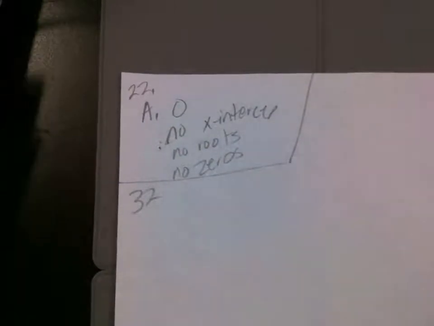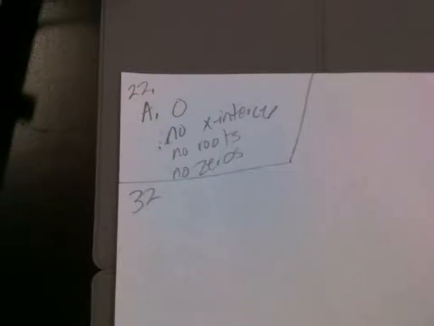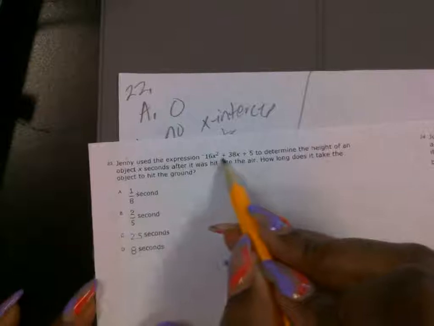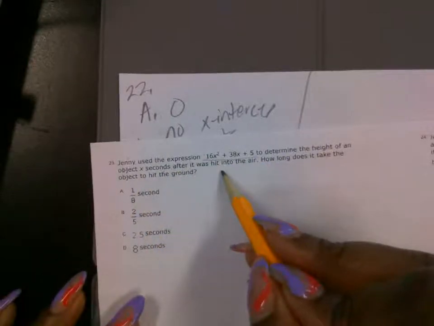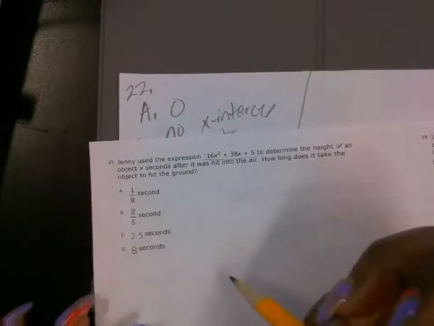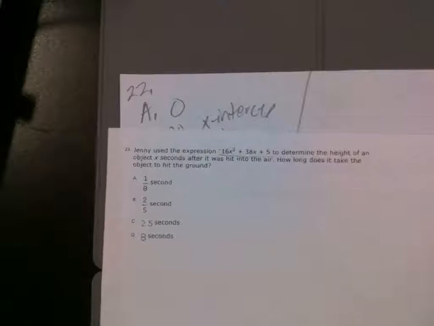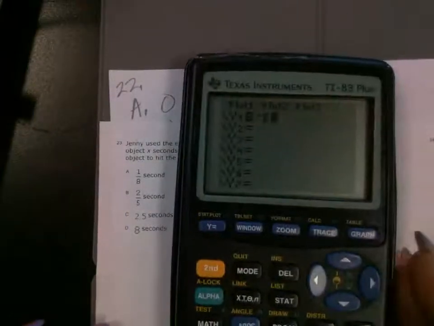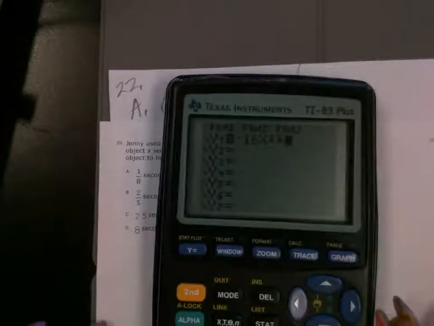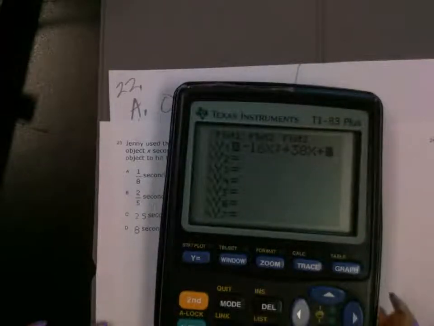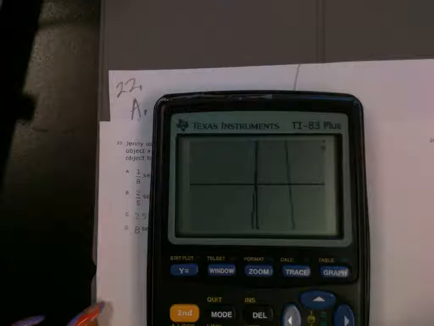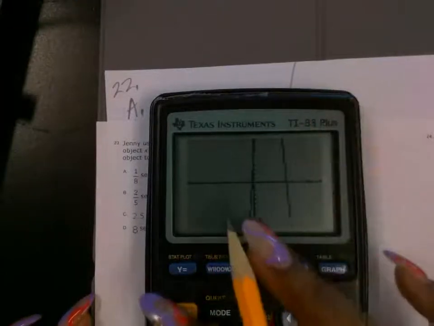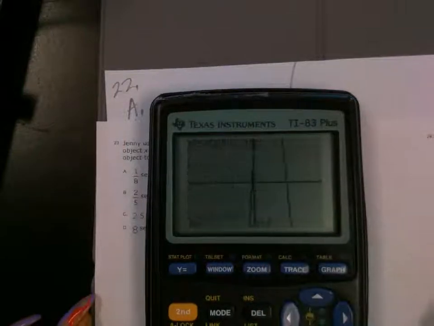Number 23, or that was 22. All right. Number 23. Jenny used this expression to determine the height of the object after x seconds after it was hit into the air. How long does it take for the object to hit the ground? All right, so to hit the ground, you're finding the zeros. So go to y equals again, and we're going to type this in, negative 16x squared, okay, plus 38x plus 5. Graph it. All right. Okay, and so this is what we're looking for, where it hit the ground right here. So go second trace and go to zeros.